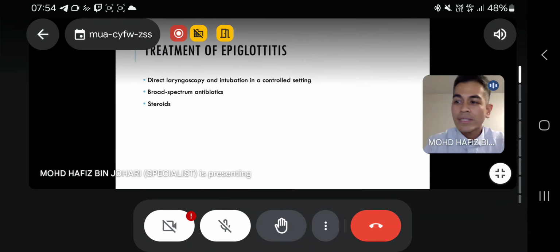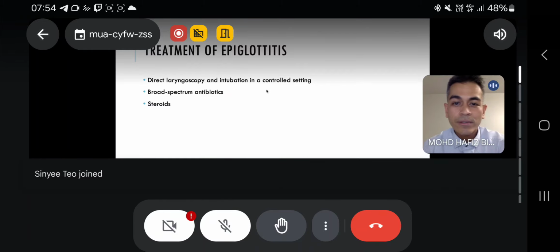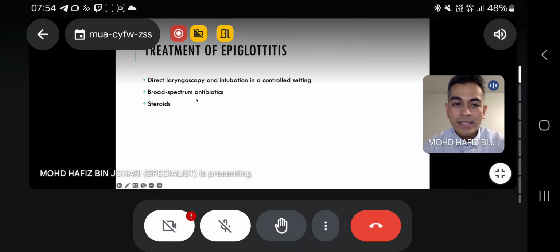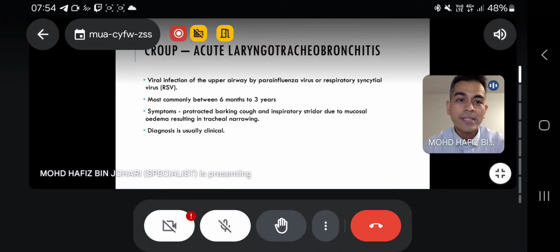For treatment of epiglottitis, usually we do direct laryngoscopy and intubation in a controlled setting. The clinician will administer broad spectrum antibiotics and give steroids for supportive management. Next, we move on to croup, which is acute laryngotracheobronchitis.